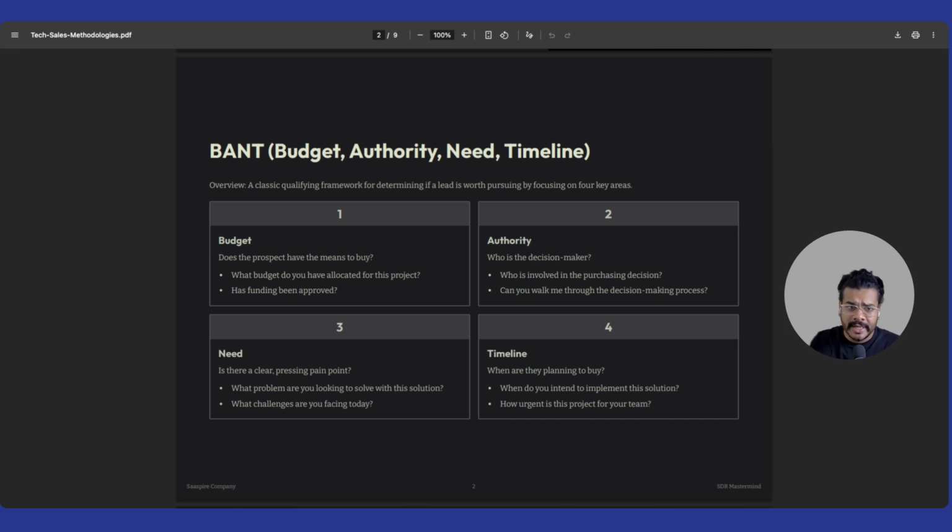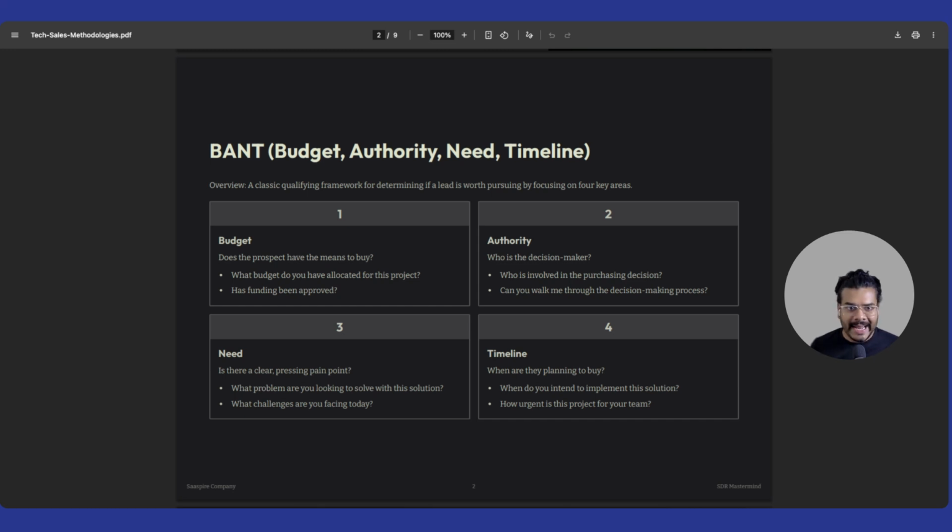A stands for authority. You might be talking to someone nice, but if they can't sign the check, then you are stuck in that loop. We all have been there, done that. So you can ask questions like, who else apart from you is usually involved in decisions like this? Or you can also ask, once you find the right solution, what does your internal approval process typically look like? Through this, you are not being pushy, you are just mapping the organization chart.